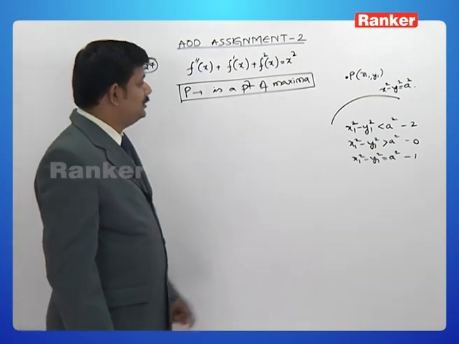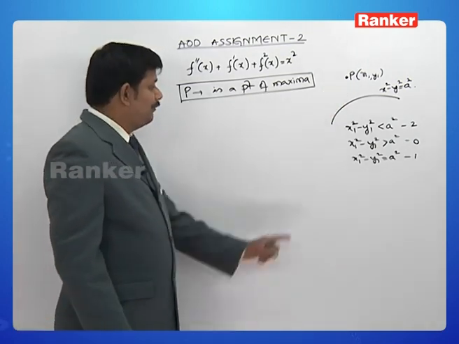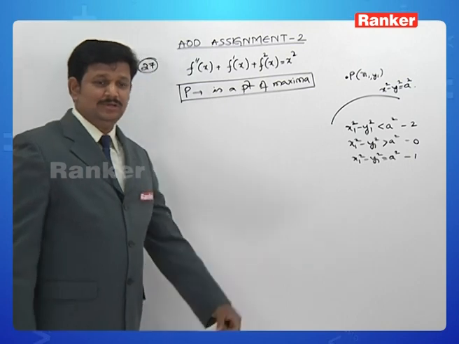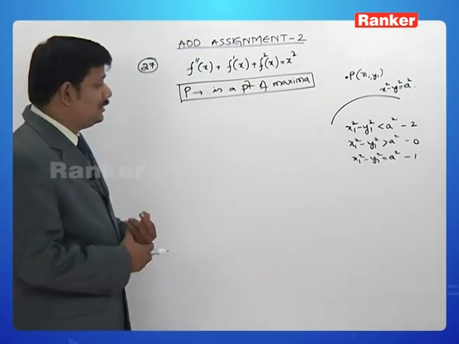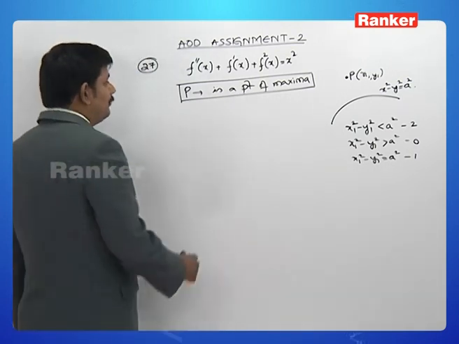Let us assume P to be (x1, y1). Our focus should be on x1 square minus y1 square, whether it is less than a square, greater than a square, or equal to a square.